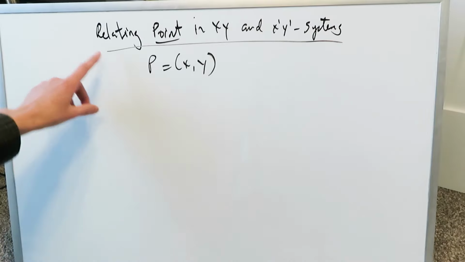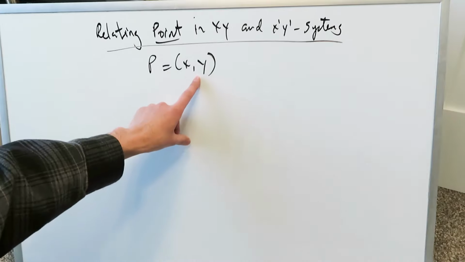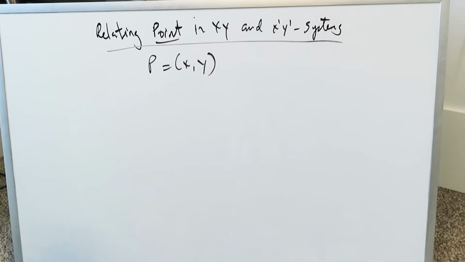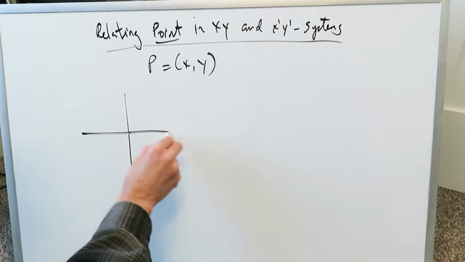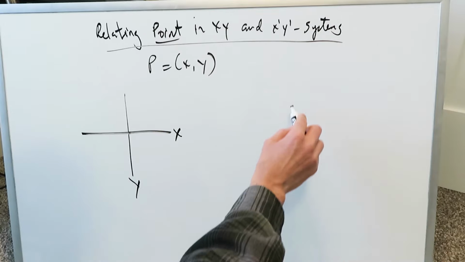We have to learn how to relate a point in the xy and in the x prime y prime system. If a point is an xy coordinate pair, how can you relate it among the two systems, and what exactly is it that I'm talking about? Consider this. Here is a typical xy plane. You know, this right here is exactly what we've seen all along.